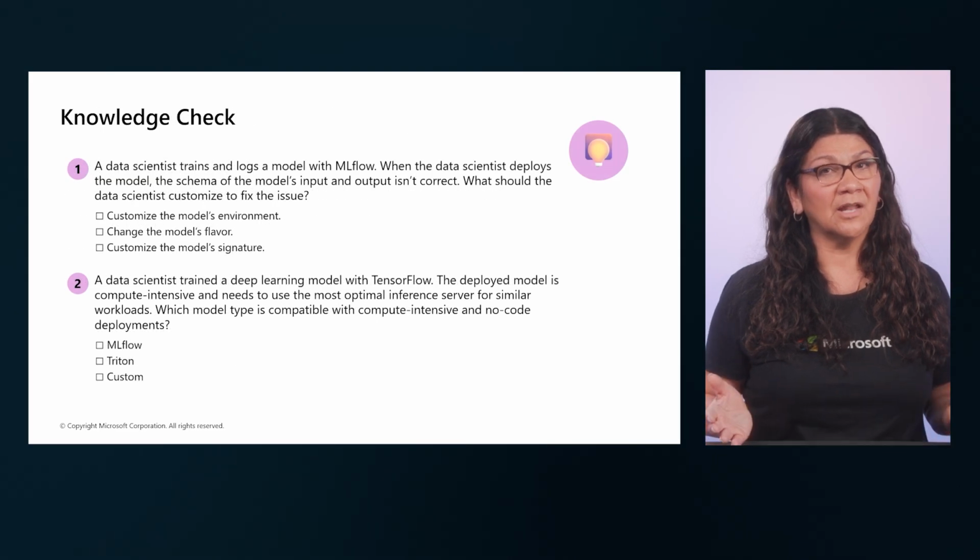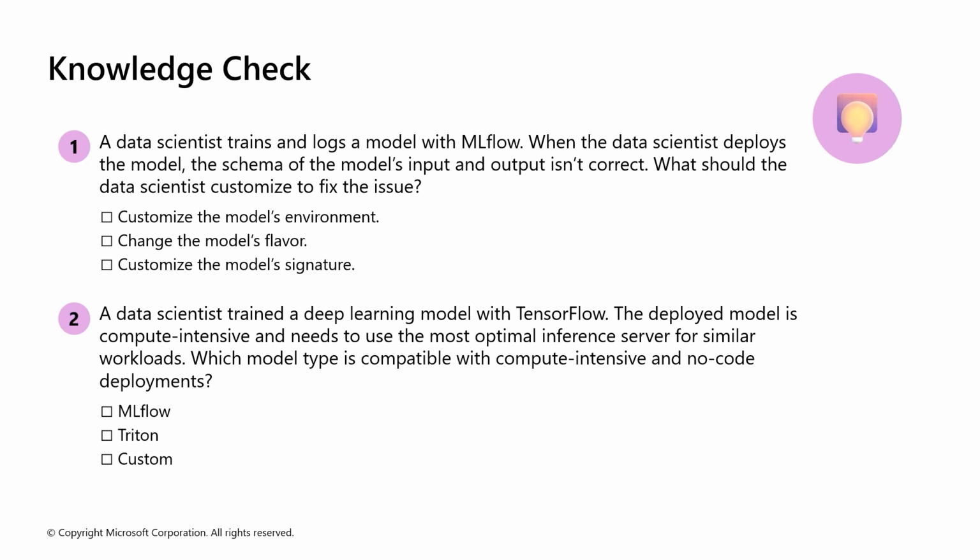Now it's time for our knowledge check. Question 1. A data scientist trains and logs a model with MLflow. When the data scientist deploys the model, the schema of the model's input and output isn't correct. What should the data scientist customize to fix the issue? Answer: customize the model's signature.